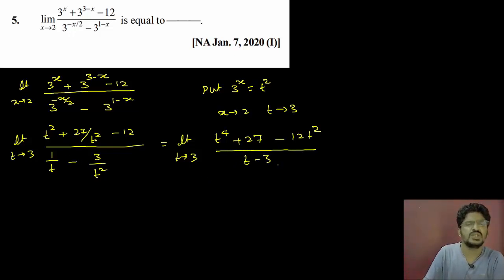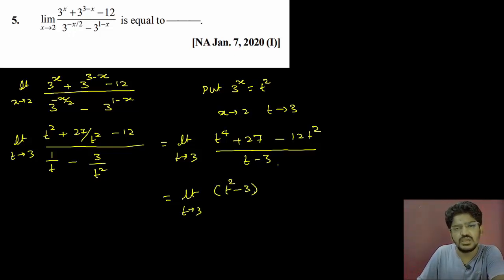You just resolve these terms. That will be t raised to 4 plus 27 minus 12t square. So therefore this is t minus 3. Okay. So by getting these terms, you can write the values as limit t tending to 3. I can write it as t square minus 3 into t plus 3 into t minus 3. Okay. So the complete term is going to be divided by t minus 3.